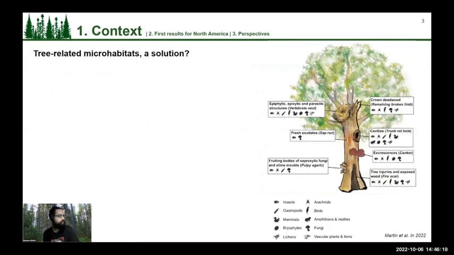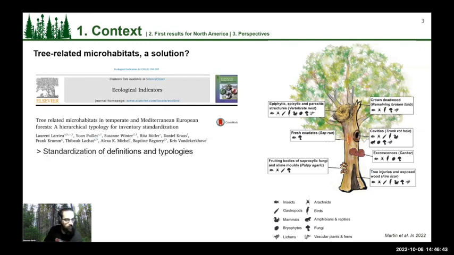And what are tree-related microhabitats? In fact, they are all these small-scale habitats we can observe on trees. So the cavities are the most well-known, but it also encompasses crowned wood, broken branches, fungi, bark crevices, conks, also nests. Everything is small-scale microhabitats which can be useful for a vast diversity of forest species.